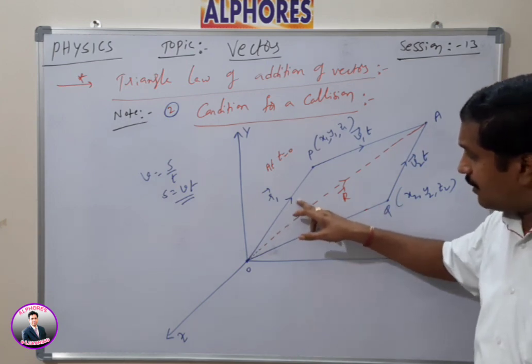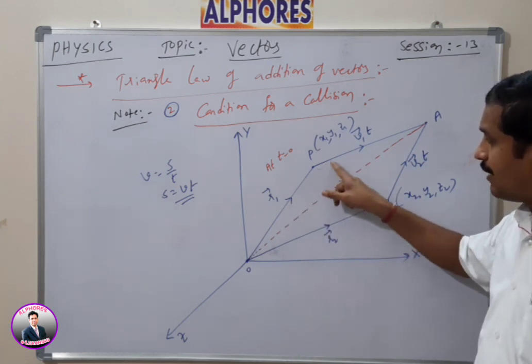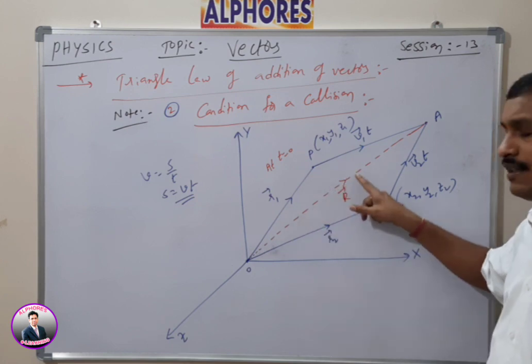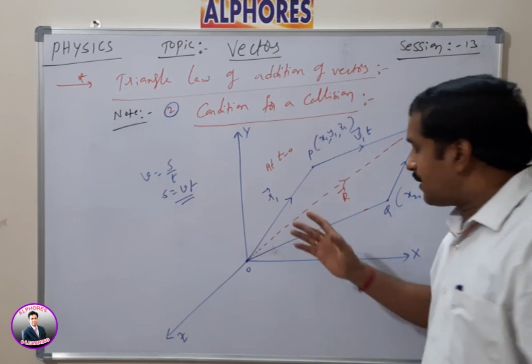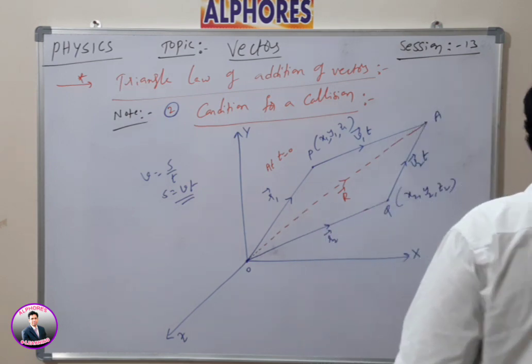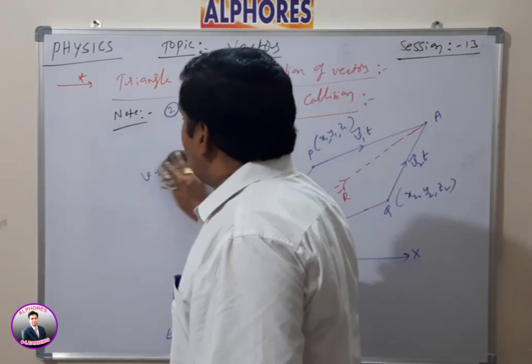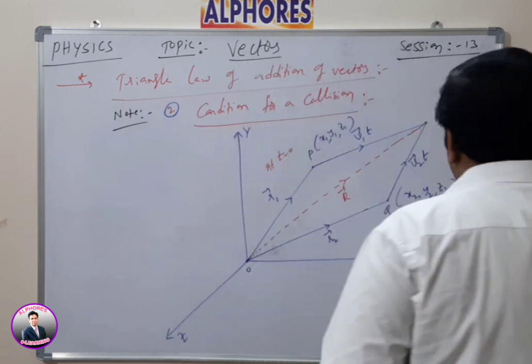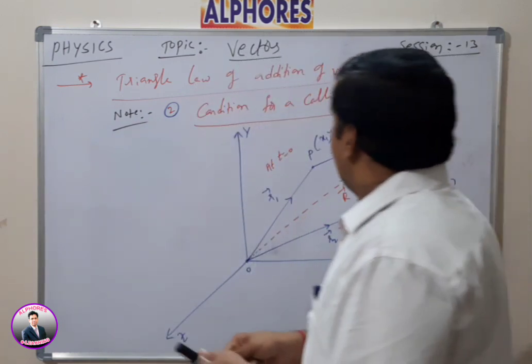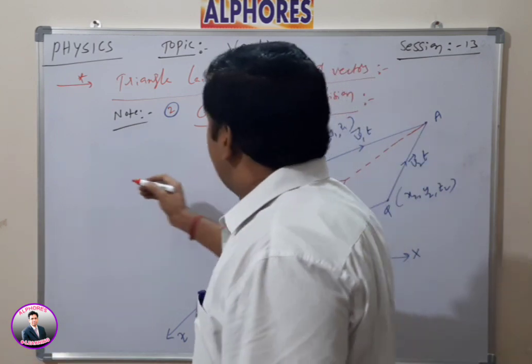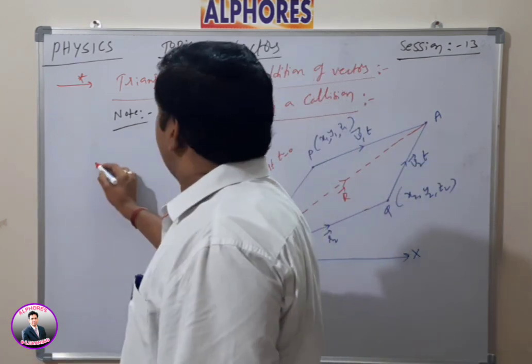So this is one vector, this is another vector. If these two vectors are taking the same order, then the third vector is in reverse order. As per the condition, listen carefully. What is the resultant displacement attained by these particles? Both have the same displacement. So what is the condition for collision after time t?